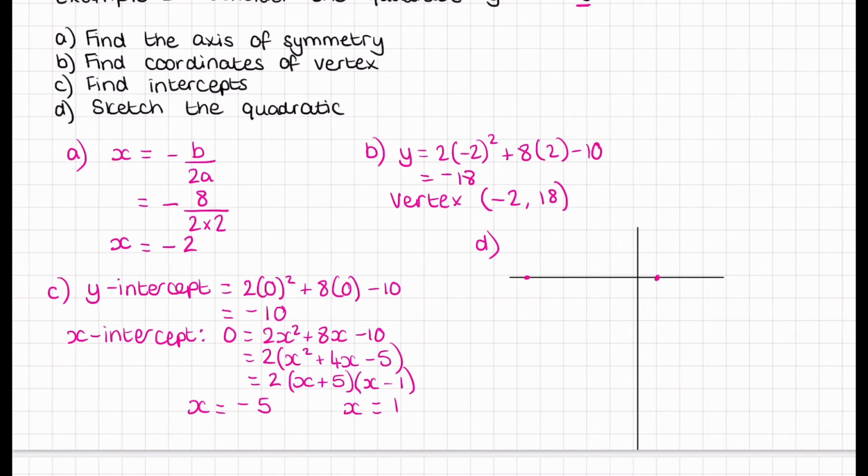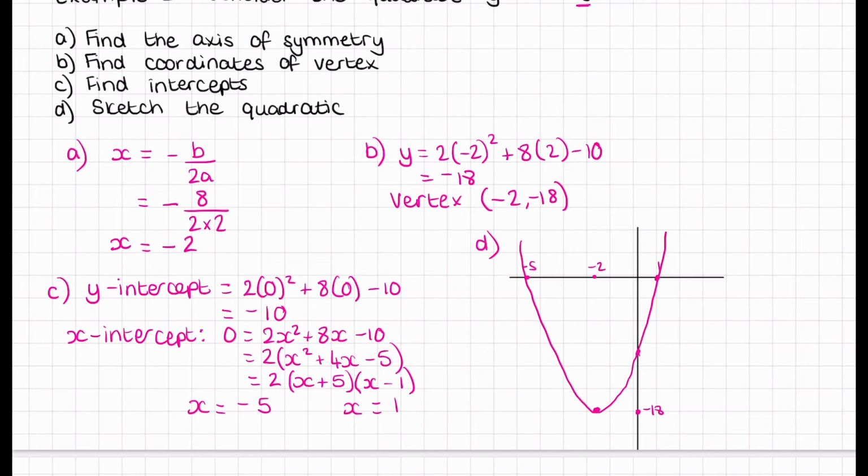And we have our axis of symmetry at -2, -18. Sorry, that should be -2, -18. So -2 is about there, -18, we're going to say it's somewhere down here. So our point will be that one. And our y-intercept is at -10, around there. And then we just join the dots.